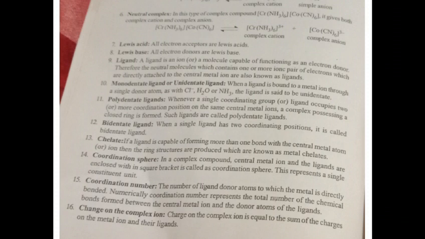Bidentate ligands: when a single ligand has two coordinating positions, it is called a bidentate ligand. Chelate: if a ligand is capable of forming more than one bond with a central metal atom or ion, then ring structures are produced which are known as metal chelates. Coordination number: the number of ligand donor atoms to which the metal is directly bonded. Numerically, coordination number represents the total number of chemical bonds formed between the central metal ion and the donor atoms of the ligand.